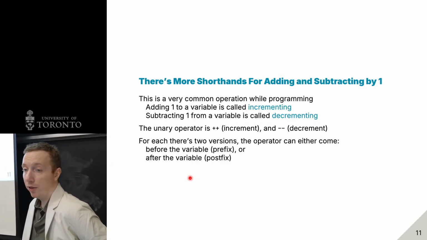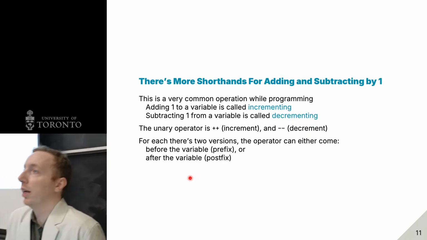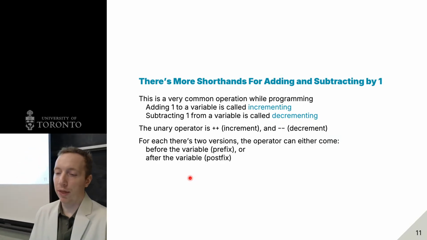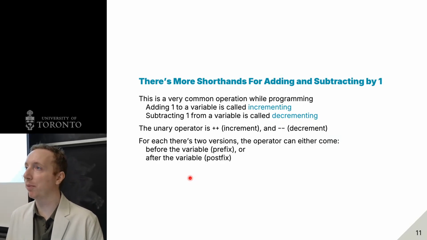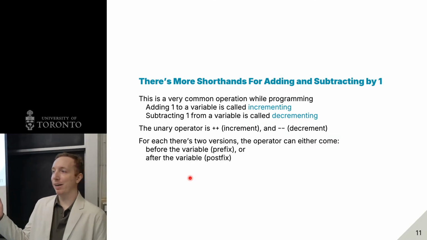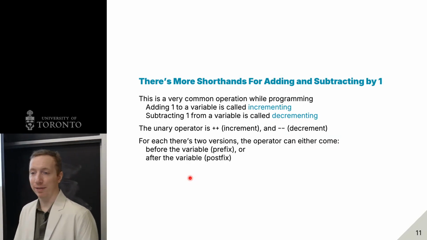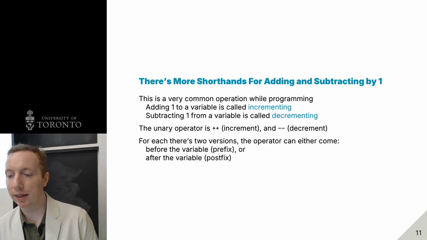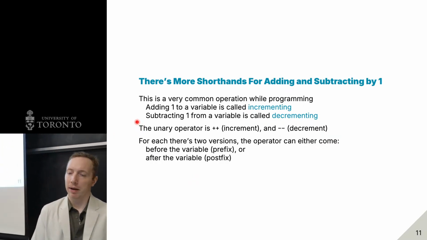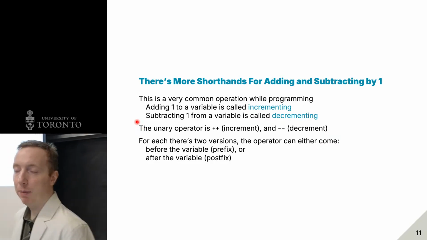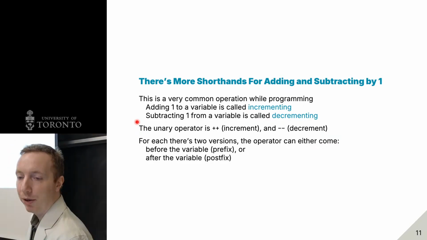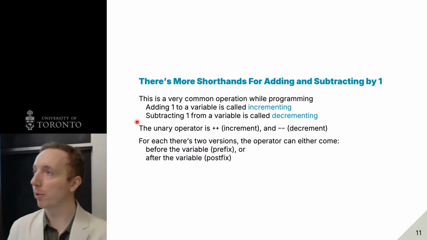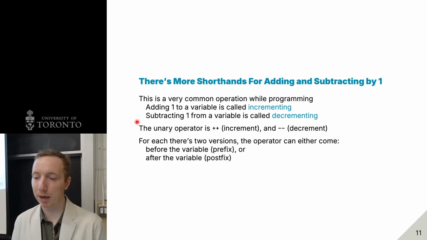There are also other shorthands. Later in the course, this will become more of a thing, but there are more shorthands. Typically in computers, adding and subtracting by 1 is exceedingly common. So I could do plus equal 1 or something like that. In computing, we even have special names for this. Adding 1 to a variable is called incrementing it, so increasing it by 1. Subtracting 1 from a variable is called decrementing, or decreasing it by 1.